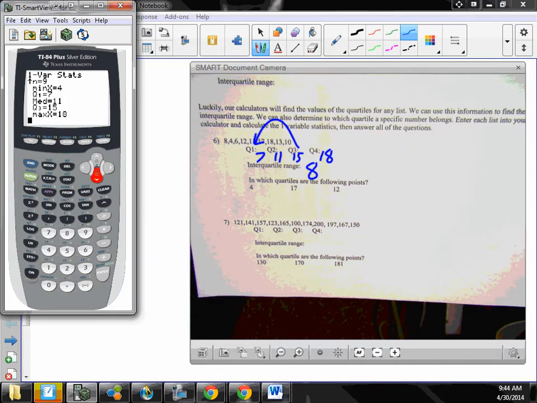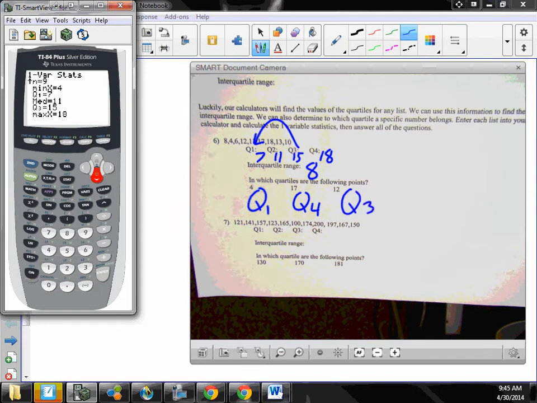In which quartile are the following points? Where would 4 land? In quartile 1. Q1, 17. Well, it's bigger than Q3, and Q3 is the largest number in quartile 3. So it's going to be 4. And 12? It's between 2 and 3, which means it's in 3. That's pretty simple, right? Okay, turn the page.